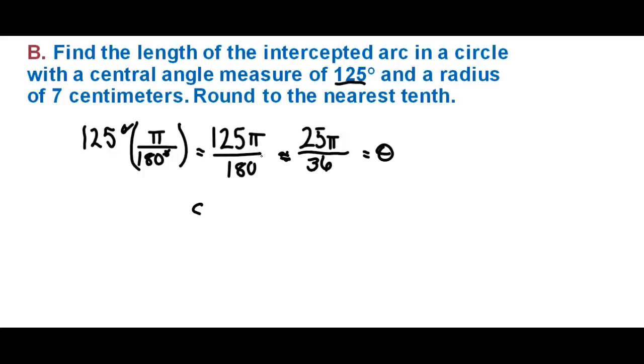And of course, our arc length is going to be S is equal to R times theta. So radius is 7, according to the problem. So that's going to be 7 times 25 pi over 36. And if you multiply that all out, you're going to get about 15.3 centimeters for your answer.